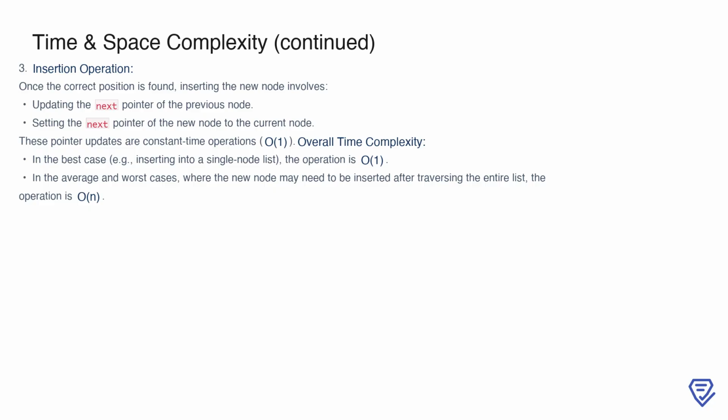When we combine the traversal and insertion steps, the overall time complexity depends on the specific scenario. In the best case scenario, such as when inserting into a single node list, the operation is O(1). However, in the average or worst case scenarios, where we need to traverse the entire list to find the insertion point, the time complexity becomes O(n).